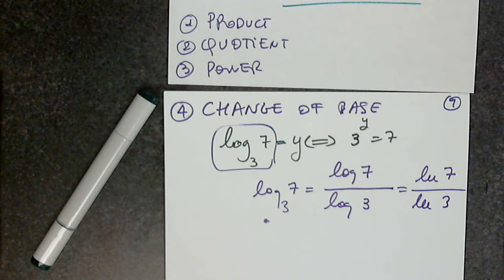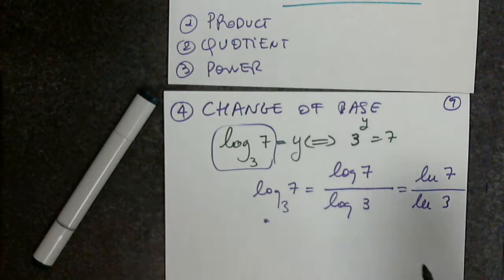So if I have log 7, close the parenthesis, divided by log 3, close the parenthesis, or I have natural log 7, close the parenthesis, and divide by natural log 3, close the parenthesis, I have to get the same number, no matter what. I knew it was going to be less than 2, but I didn't know how much. So the answer is 1.77 approximately.